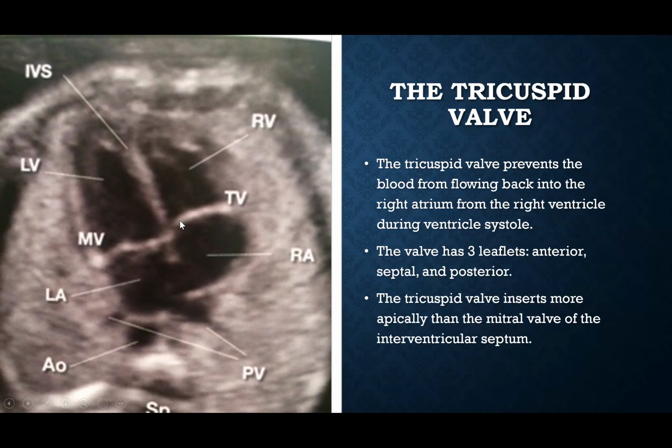Now, the tricuspid valve prevents the blood from flowing back into the right atrium from the right ventricle during ventricular systole. It has three leaflets, that's its defining feature: the anterior, septal, and posterior. The tricuspid valve inserts more apically, which is another thing I want you to know. Apically means towards the apex of the heart than the mitral valve. You can see that it's just a little bit lower than the mitral valve.